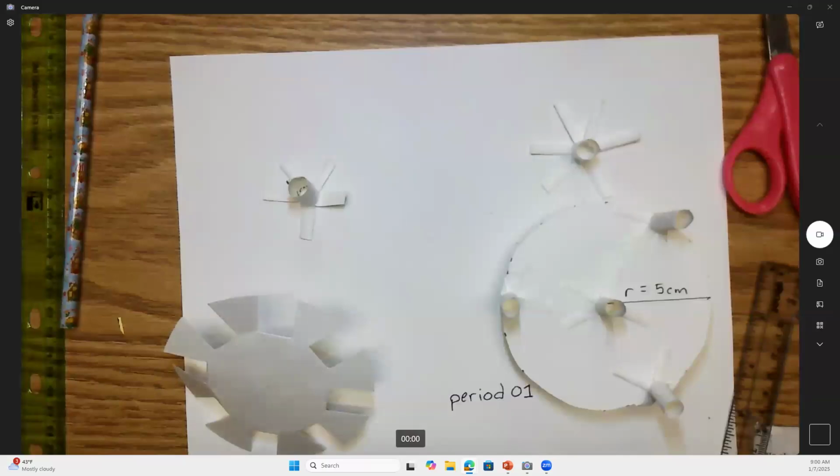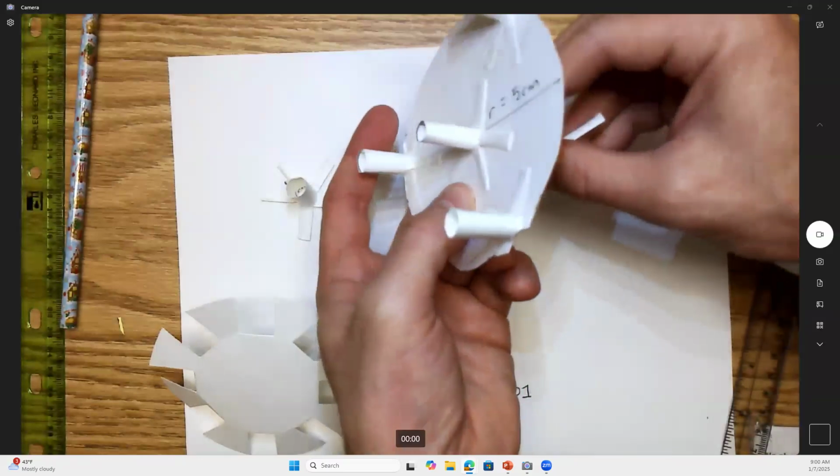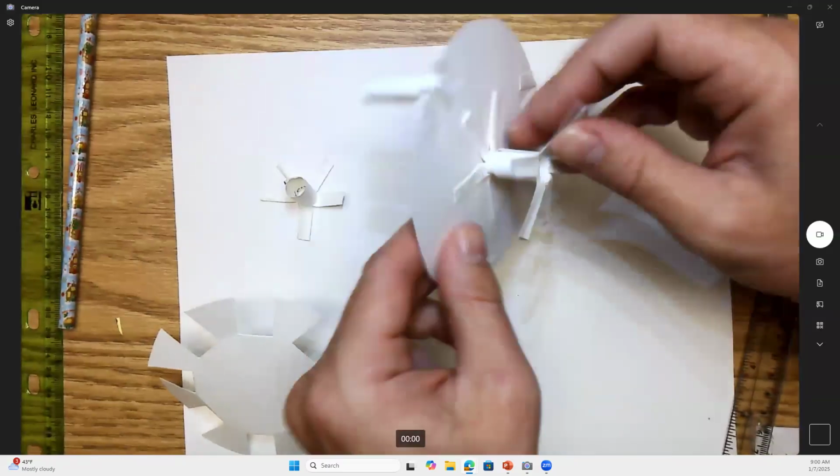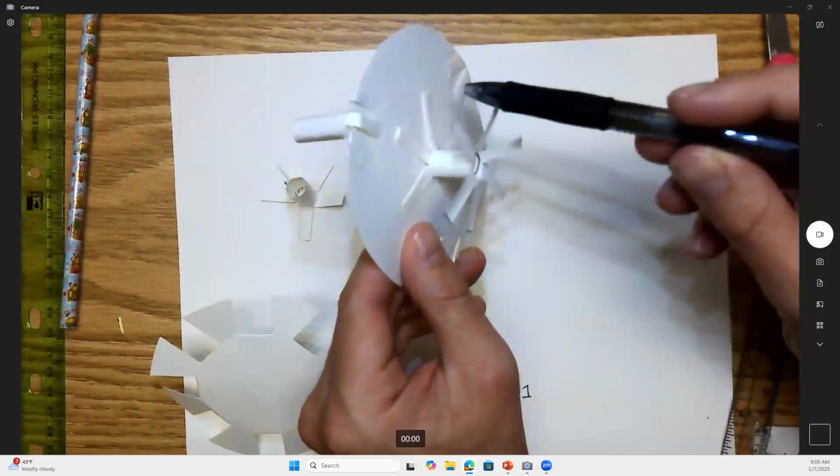All right, so I'm gonna pop this axle back together on the bottom side. Remember, that's able to rotate. You guys remember this from yesterday? Like this can rotate like this.